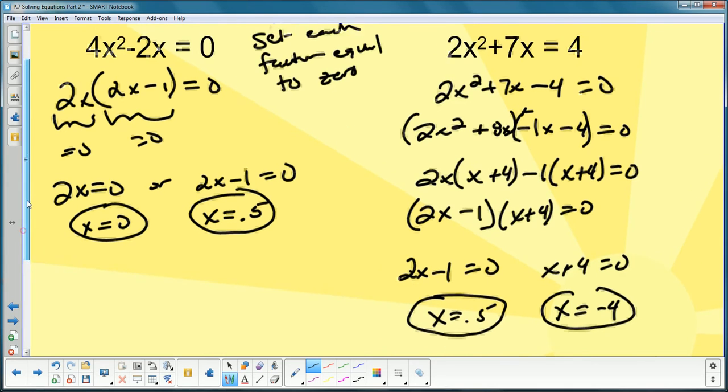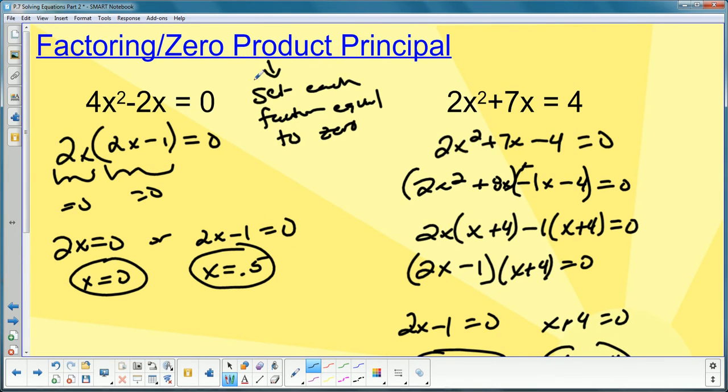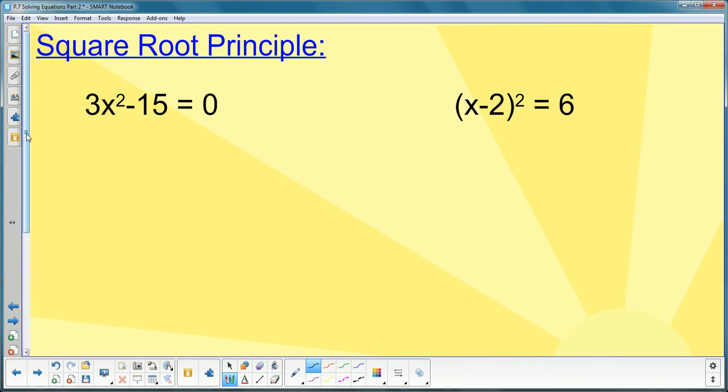Okay, so that is factoring and the zero product property; the biggest thing there is that we set each factor equal to 0. One thing you have to be careful about is that before you factor, we have to start off with 0 on one side of our equation. Okay, next thing, the square root principle. We're going to do this when we have just an x squared term.